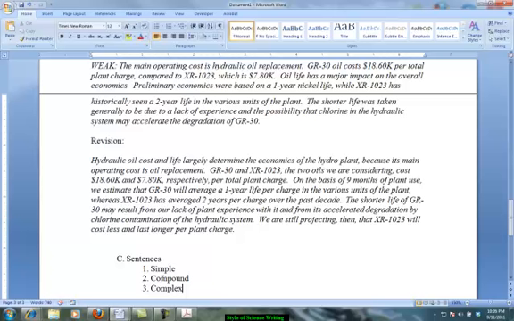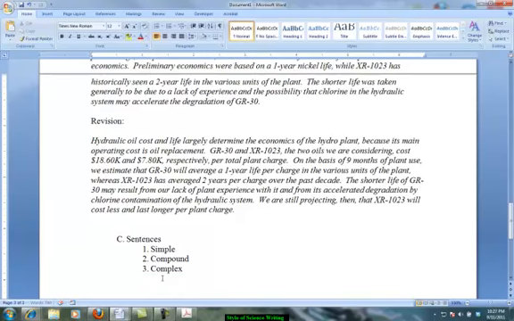Now, the differences among these are the number and relationships of clauses. A clause, I'll put this in parentheses in case you don't know. Clauses are word groups made up of a subject and verb. Not necessarily a sentence, because like we saw here, they could be subordinated, right? Its main operating cost is oil replacement. That is a clause, but it's not a whole complete sentence right there.